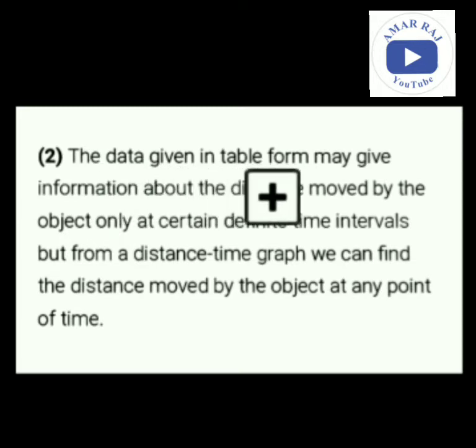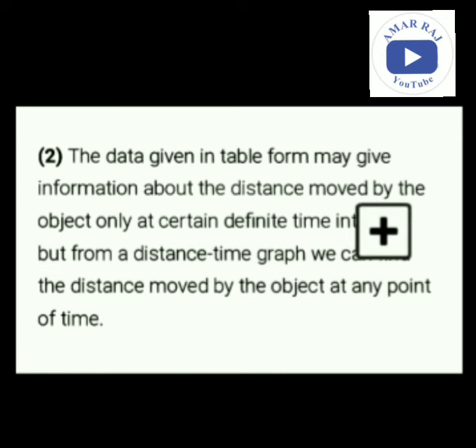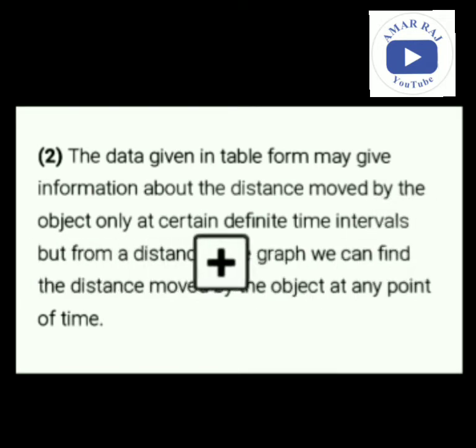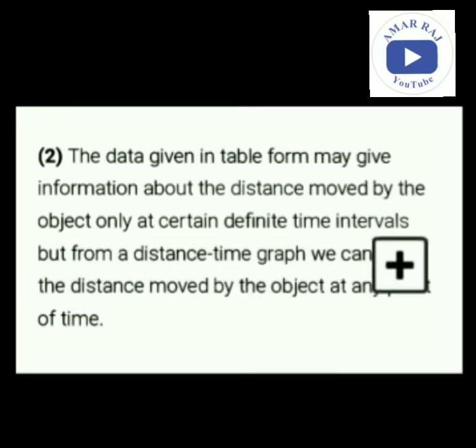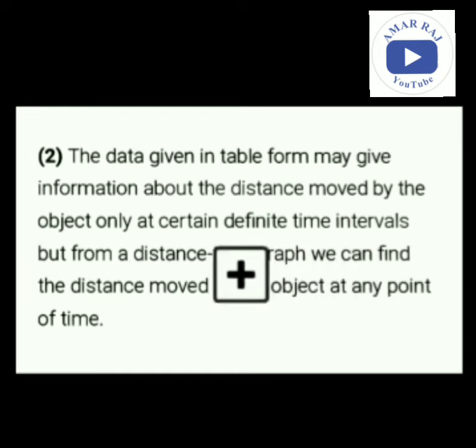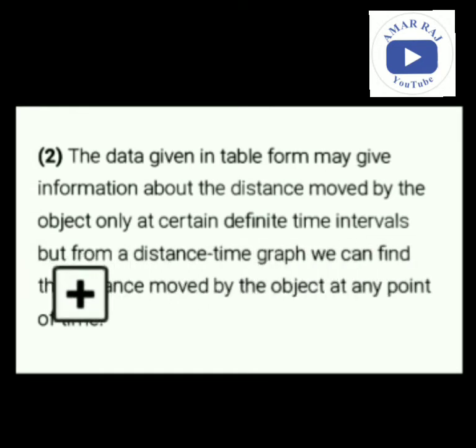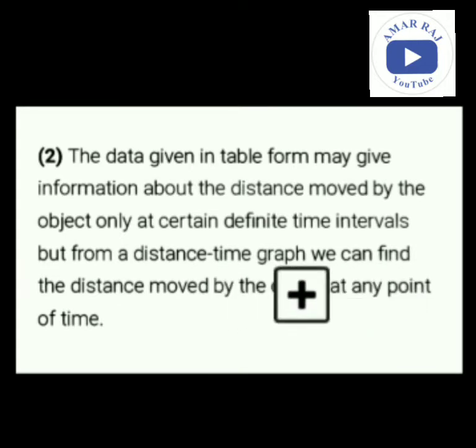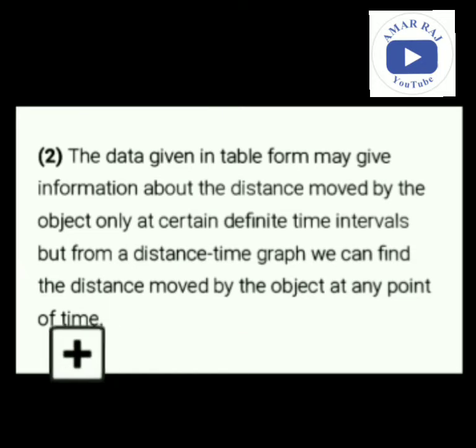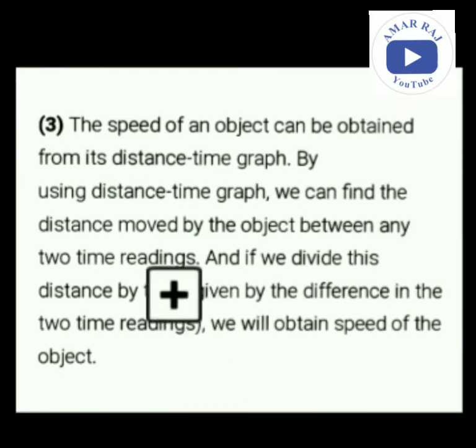The data given in the table form may give information about the distance moved by the object only at certain definite time intervals. The table shows the distance traveled in certain time intervals, but from a distance time graph we can find the distance moved by the object at any point of time. So students, I have said that the graph is more informative. Now see the third point.